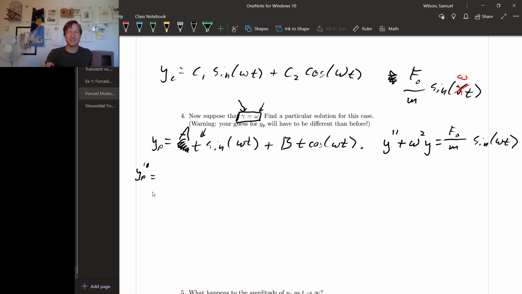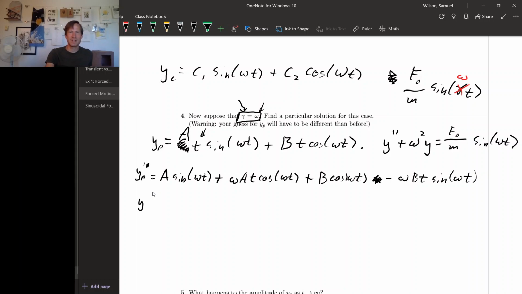So first derivative is, oh boy, A sine omega t plus, let's see, omega A t cosine omega t plus, and now the derivative of the second term, B cosine omega t, plus minus, let's see, we get an omega from the chain rule, so omega B t sine omega t.